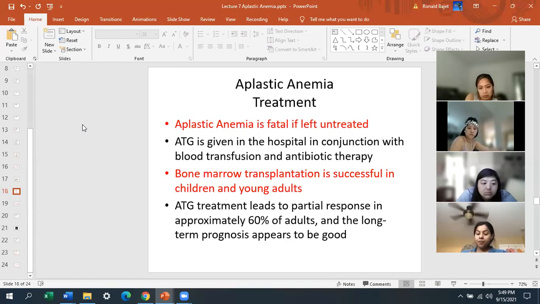Okay, ATG for those patients greater than 50 years of age is given in the hospital in conjunction with blood transfusion and antibiotic therapy. Bone marrow transplantation, those are for the less than 50, is successful in children and young adults. ATG treatment leads to partial response in approximately 60% of the adults. So at least you get a response. And the long-term prognosis usually appears to be good. And that's good news for the greater than 50 group.